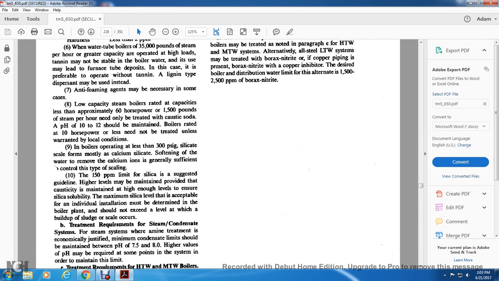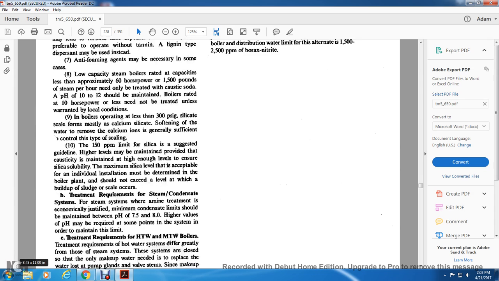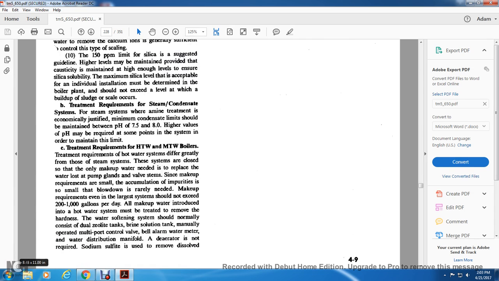9. In boilers operating at less than 300 psi, silicate scale is mostly calcium silicate. Softening of the water to remove the calcium ions is generally sufficient to control this type of scaling. 10. 150 parts per million is the suggested guideline limit for silica. However, levels maintained with caustic are high enough to ensure silica solubility. The maximum acceptable silica level for an individual installation must be determined by the boiler plant and should not exceed the level at which buildup of sludge scale occurs.